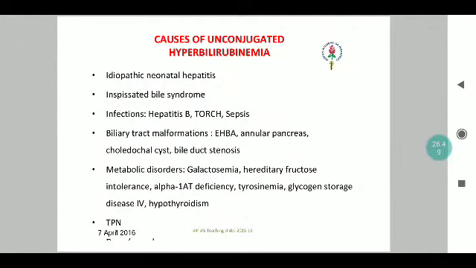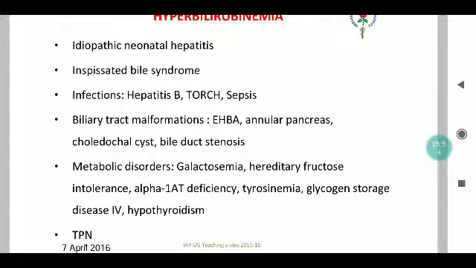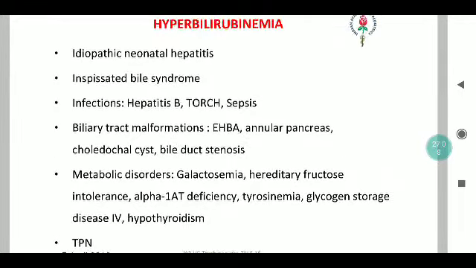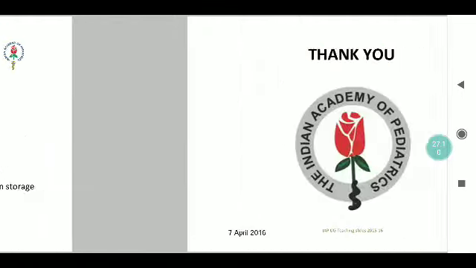Generally what we come across is unconjugated jaundice. This can be because of idiopathic hepatitis, bile syndrome, infections such as hepatitis B, TORCH infections or sepsis, metabolic conditions like galactosemia, fructose intolerance, alpha-1 antitrypsin deficiency, glycogen storage diseases, hypothyroidism, or even a baby which is on total parenteral nutrition.